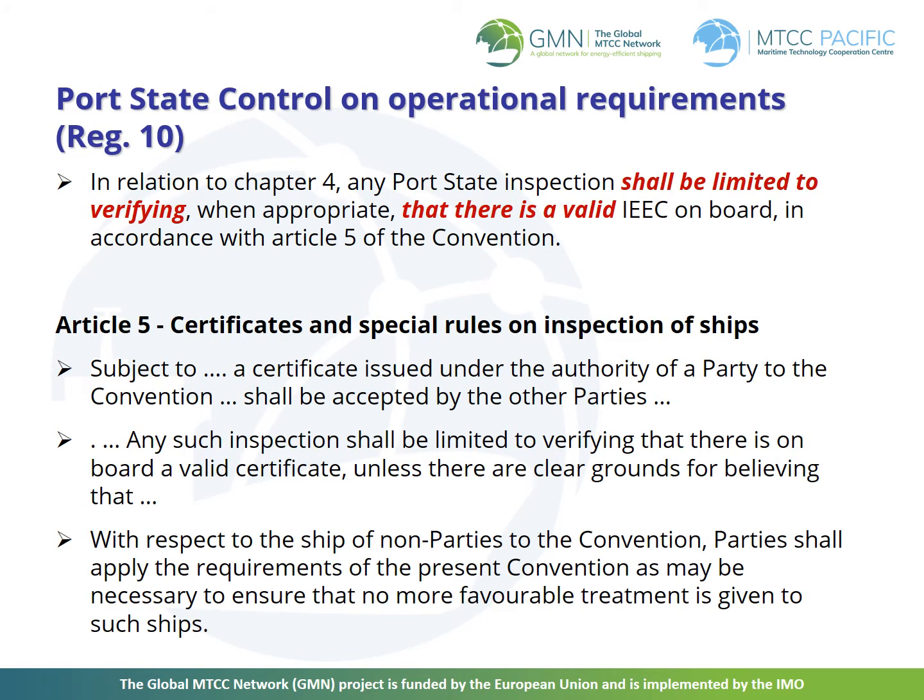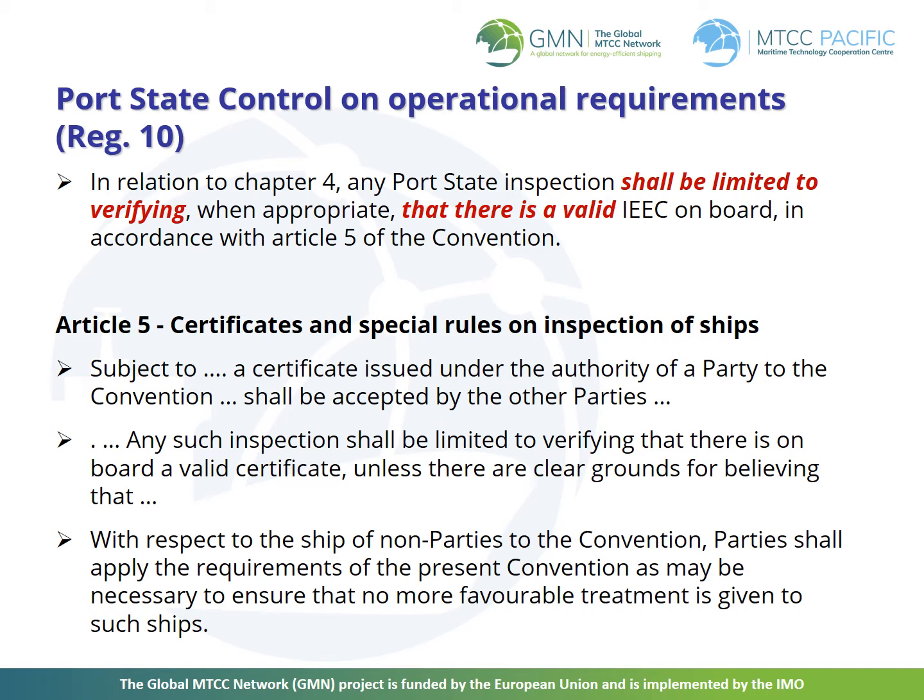Article 5. Certificates and special rules on the inspection of ships. 1. Subject to the provisions of paragraph 2 of the present article, a certificate that is issued under the authority of a party to the Convention in accordance with the provisions of the regulations will be accepted by the other parties and regarded for all purposes by the present convention as having the same validity as a certificate that they themselves issued.